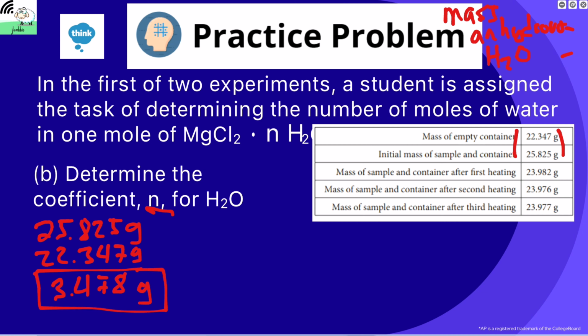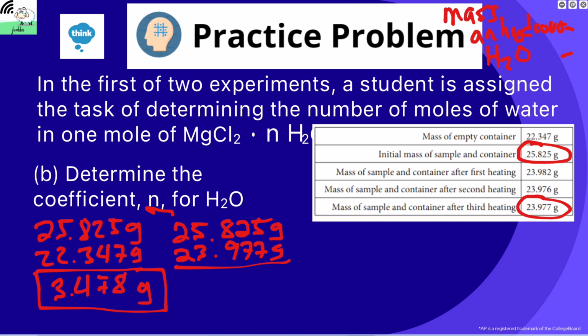The next piece of information I can get from this is actually the mass of the water from the reaction. So if I take a look at this, the student heated this thing 3 times. We have the initial mass of the sample in the container and the mass of the sample after the heating. So if I subtract these 2 values, I will get the mass of the water that evolved from the reaction itself. So I'm going to start off with 25.825 grams and subtract from that 23.977 grams. All right, so we're going to subtract those 2 values.